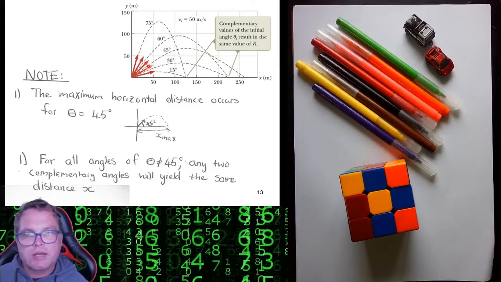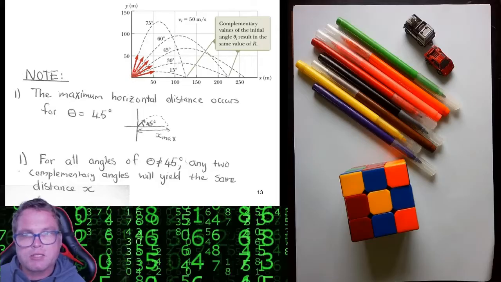So this shows that if you want to throw a shot put and you want to throw it as far as possible, then the angle that you need to choose is 45 degrees to get that maximum distance. The second interesting point is that we note that for all angles other than 45, any two complementary angles will yield the same distance. By complementary angles, we mean any two angles that when added together give 90 degrees. They will give the same distance, the same range distance.